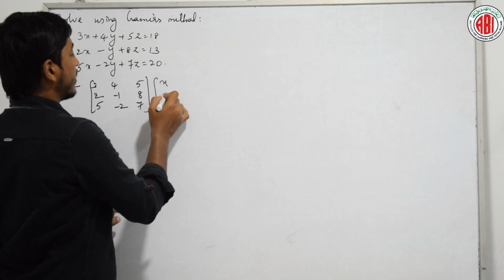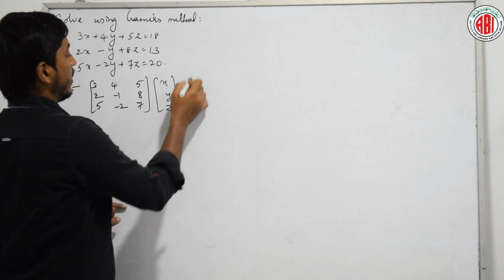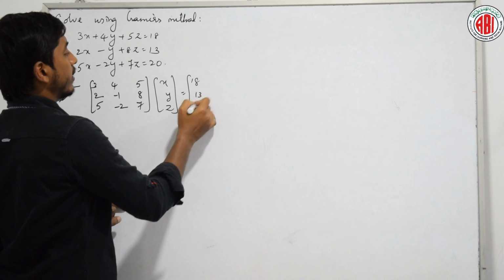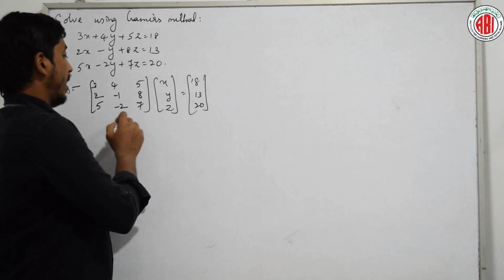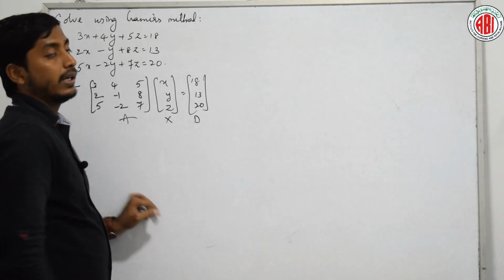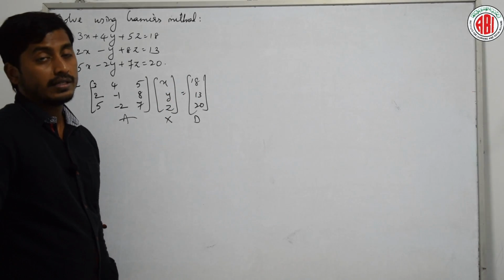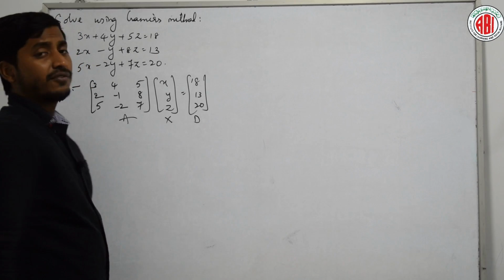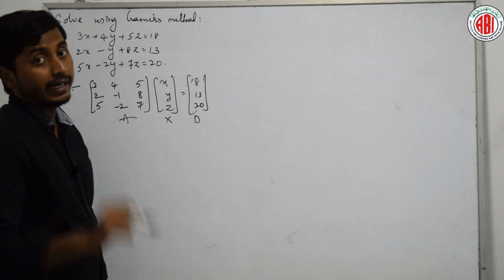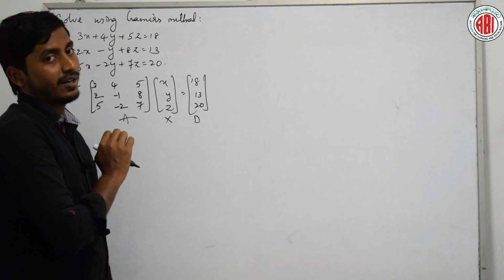into x, y, z is equal to 18, 13, 20. Is it fine? This is my A, this is my x and this is my D, which is a constant matrix. Is it fine? What is the first step we have to do? We have to find the determinant of this constant matrix.